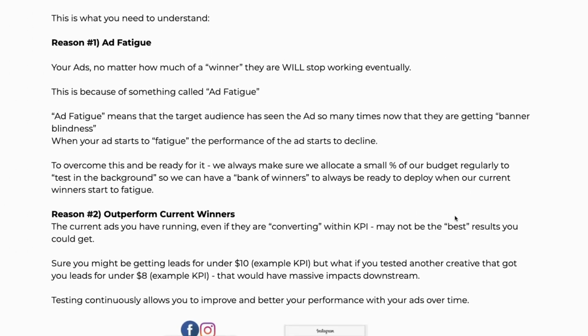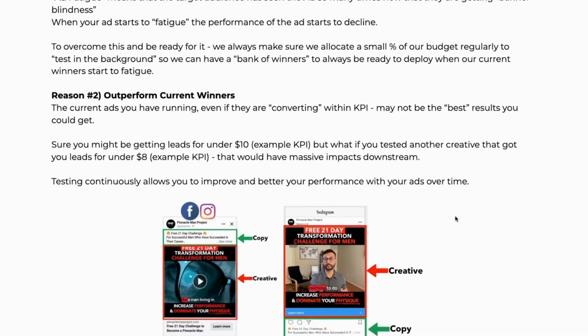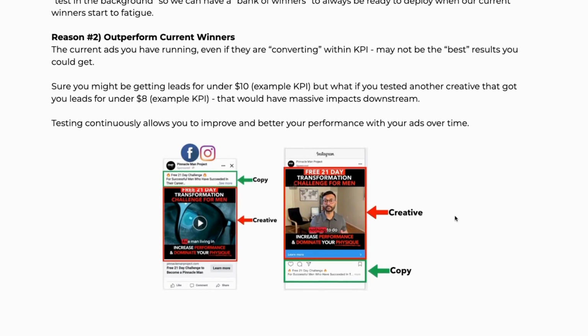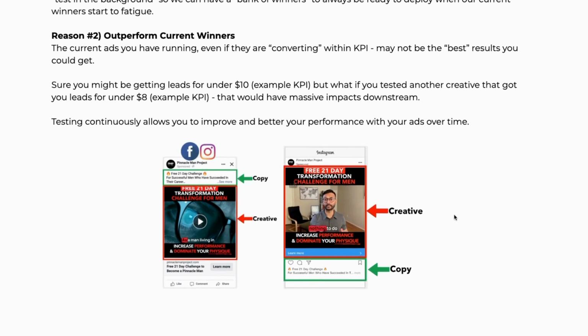Reason number two is to go out there and outperform the current winner. Even if we have ads that are converting within KPI, that might not be the best we could get. Let's say, for example, we got a cost per lead of $10. We might be able to get something at like $8. Let's say we got a CAC of $200 or $300. We might be able to get a better CAC with a better ad. That's why we're continuously testing and making sure we can maximize the performance of these ads as much as possible.